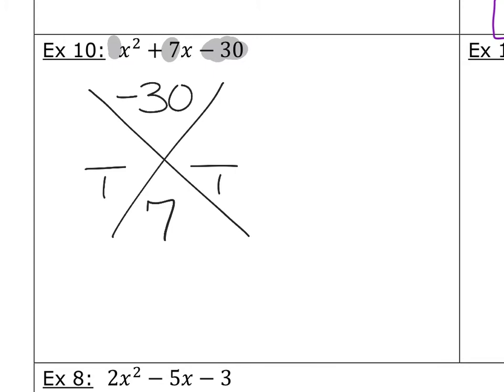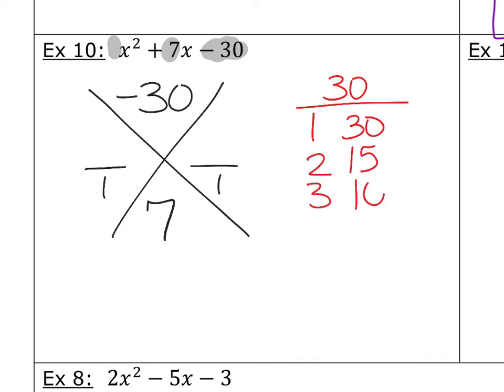Make a list for negative 30. I make a list for 30 or -30. I'm going to put my negative there in a second. So that's 1 times 30, 2 times 15, 3 times 10, 5 times 6. Fabulous. Is there anything else? No, because then we start repeating.